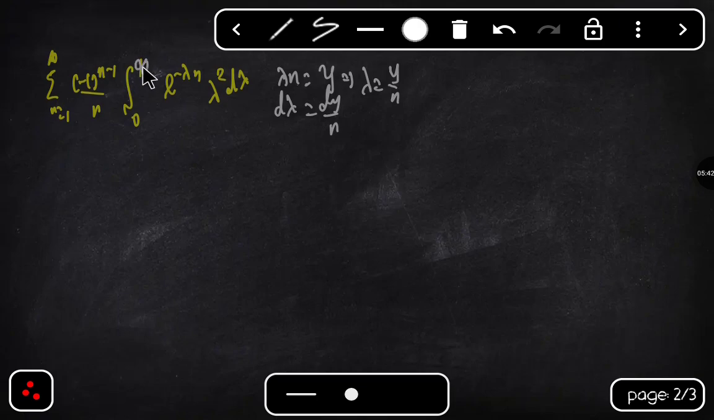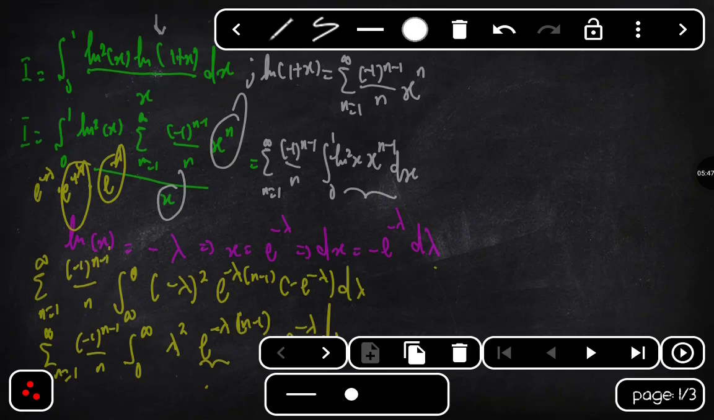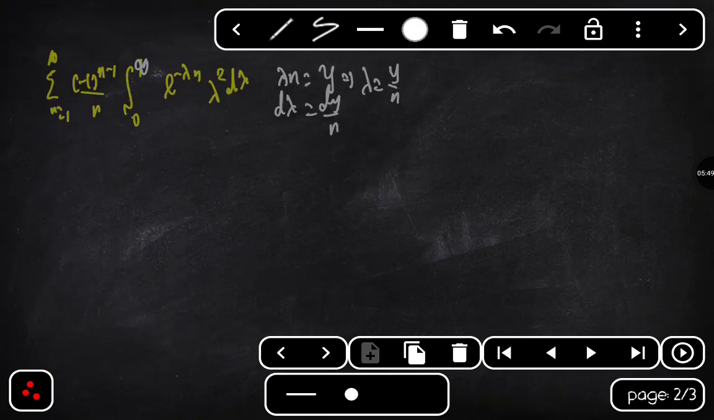Sorry, 0 to infinity. Sorry for that. That's 0 to infinity, not 0 to 1. Oh, we made a mistake there. Okay, so will the limit change? No. When you substitute infinity, you have infinity. When you substitute 0, you have 0.